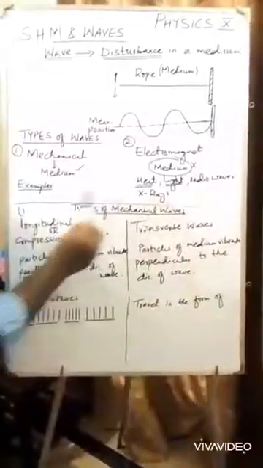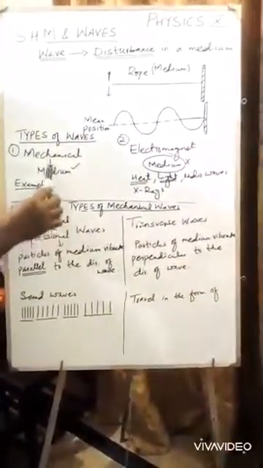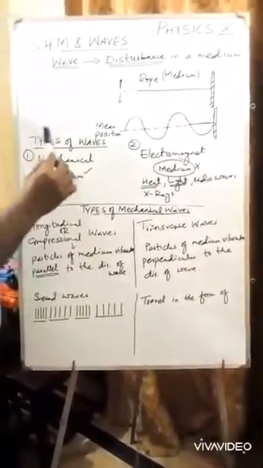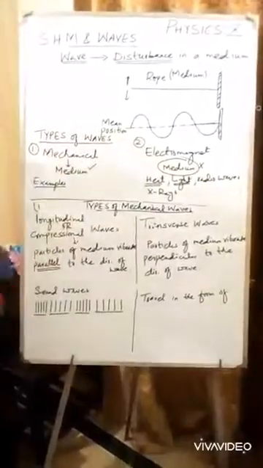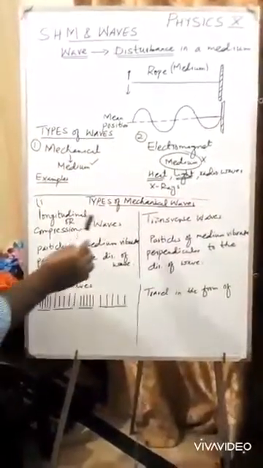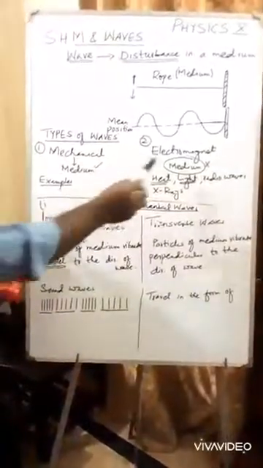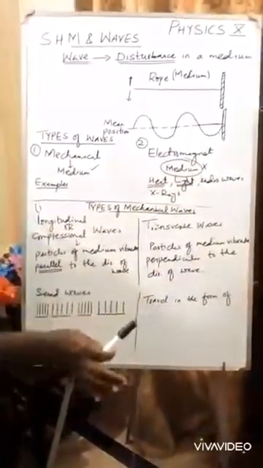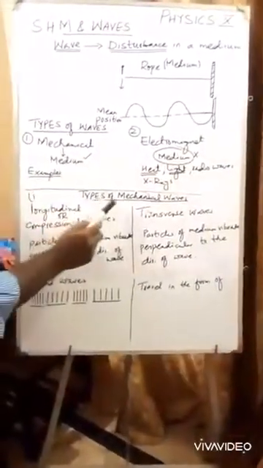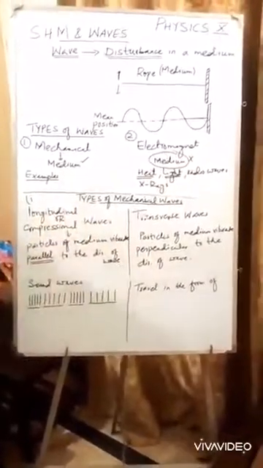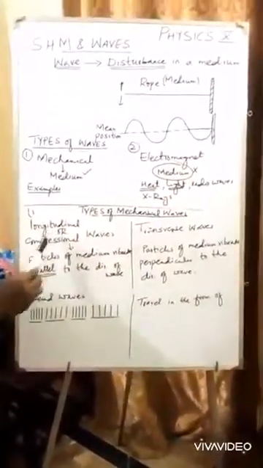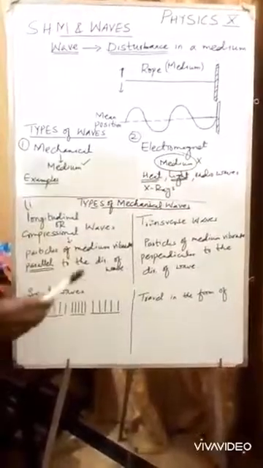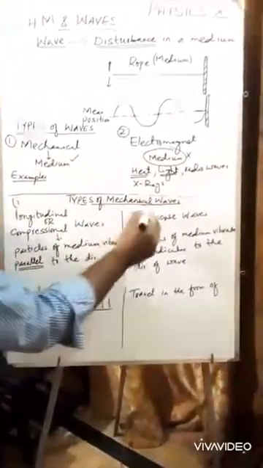Examples I have written over here: sound waves, waves produced in water, waves produced in rope, etc. Now I quickly go to types of mechanical waves. Electromagnetic waves do not have further types, but mechanical waves have two types. Number one, longitudinal or compressional waves, and the second type is transverse waves.